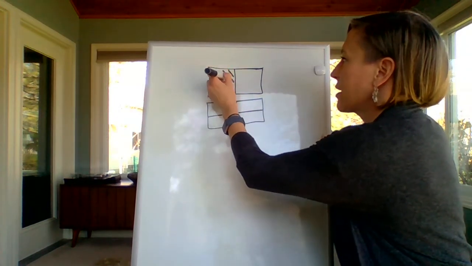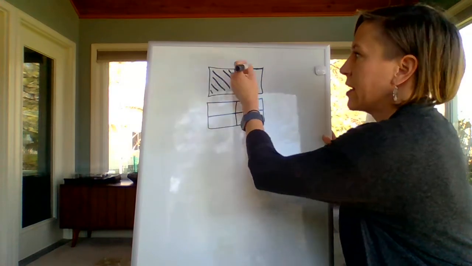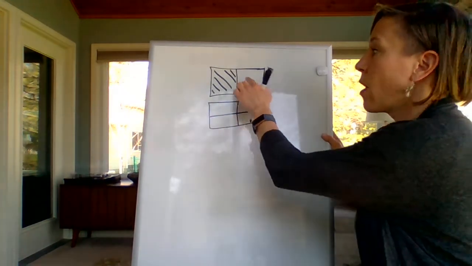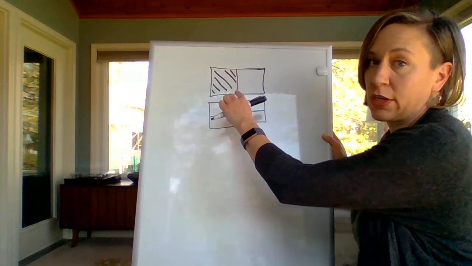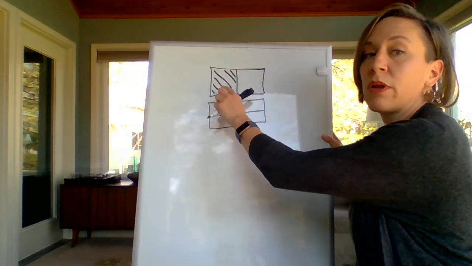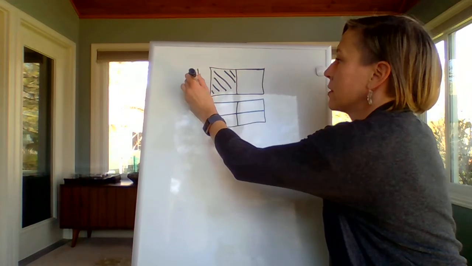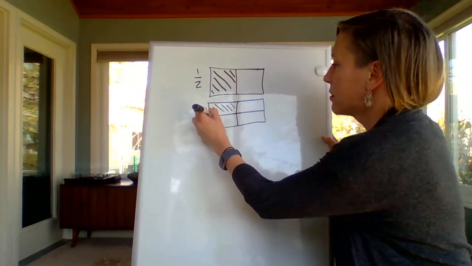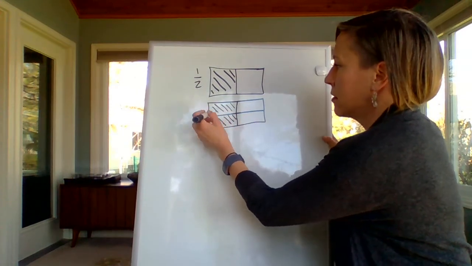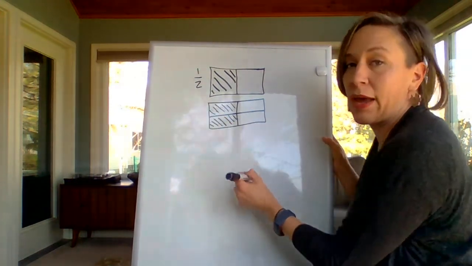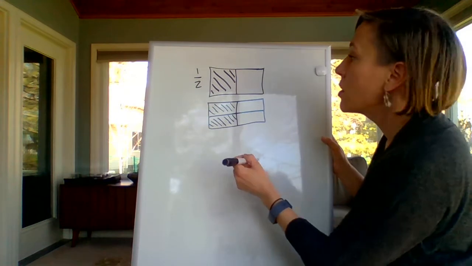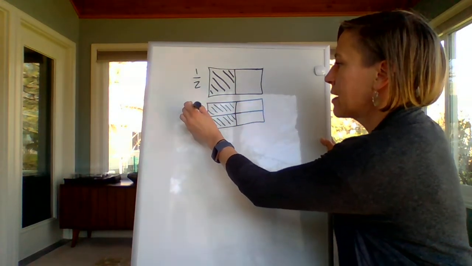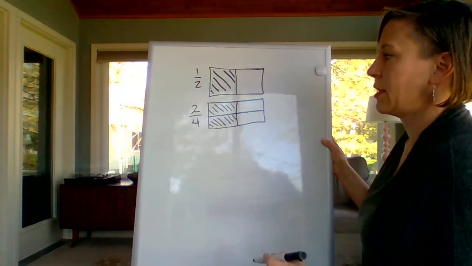if we take a look here and shade in this first rectangle, we can say that that is 1/2 of the rectangle that's shaded in. We have two pieces, one of them is shaded, so that is 1/2. If we shade in the same amount, okay, over here in the bottom rectangle, you can see that we have 1, 2, 3, 4 equal pieces, and 2 of those are shaded in.